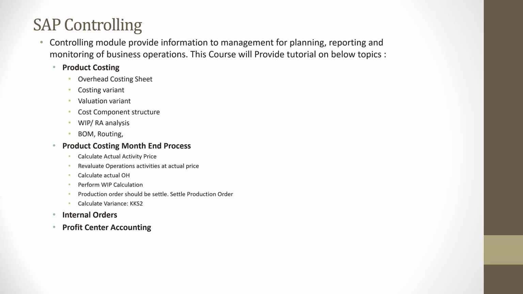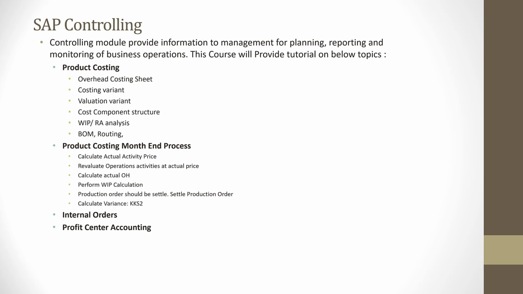Internal orders. Product costing will also include the month-end process. Some of the key activities in the month-end process are actual activity price calculation, revaluation of operations activities at actual price, calculation of actual overheads amount, work in progress calculations, production order settlement, and variance calculations.